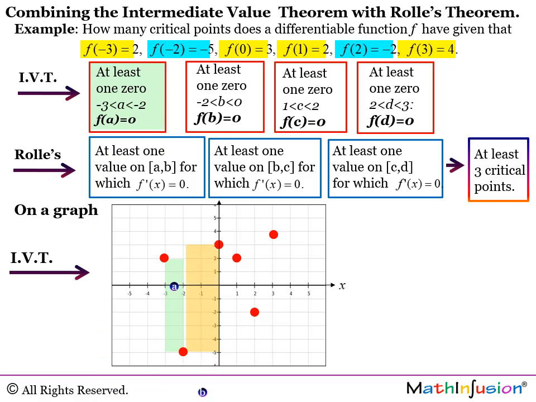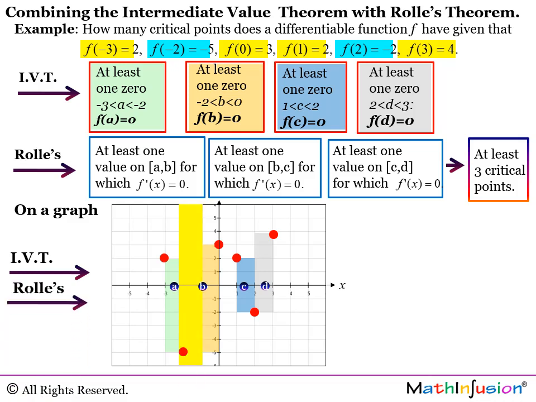Here's another change, so there must be a 0 on the interval -2 and 0. Here's another change, so there must be a 0 between 1 and 2. And here's another change of the sign of the function, so there is another 0. Now I'm going to apply Rolle's theorem.